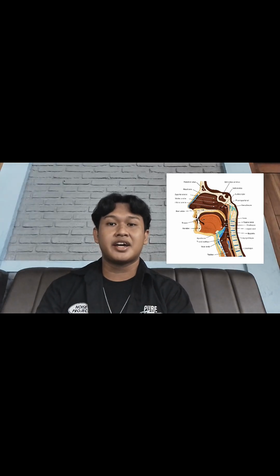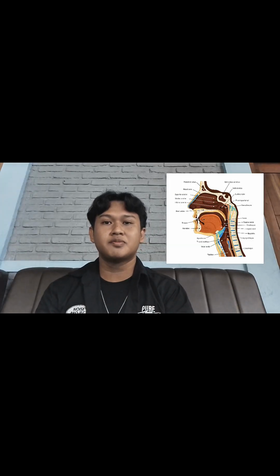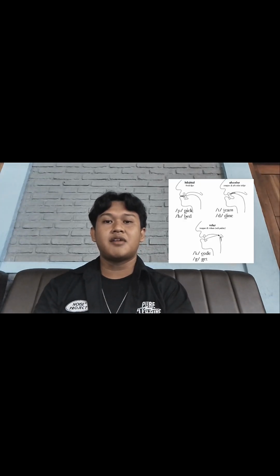Now, I will explain the organs of speech and how they produce speech sounds. Speech sounds are produced by different articulators inside the mouth and throat. Different articulators create different sounds. Okay, the first is labial. Labial or bilabial sounds are produced using both lips. Examples are P, B, and M. Pen, ball, man. When producing the sound, both lips touch each other.